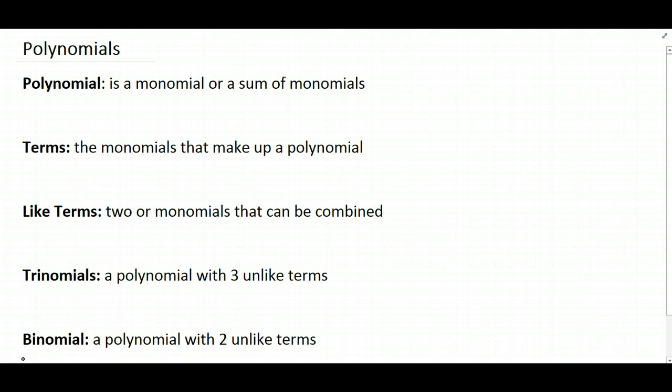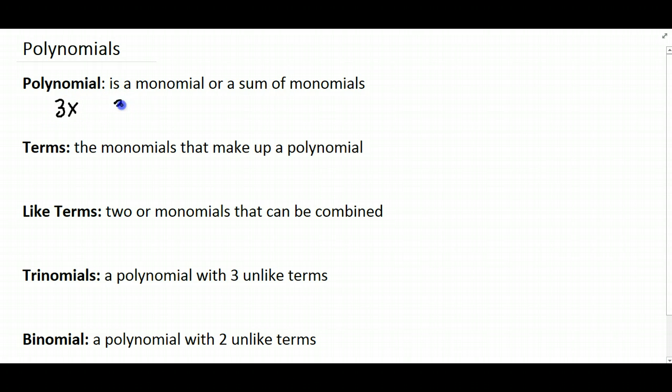This is section 5-2. We're on page 229, and today we're going to be talking about polynomials. So what is a polynomial? A polynomial is a monomial or a sum of monomials. For example, 3x. It may be just a monomial, but it's also considered a polynomial.